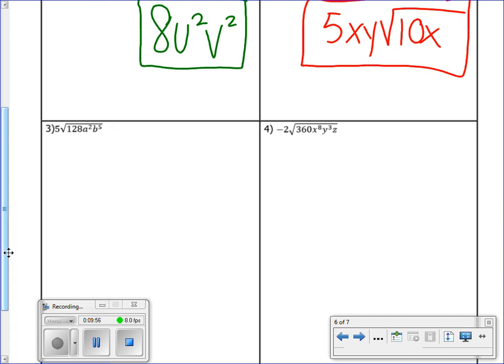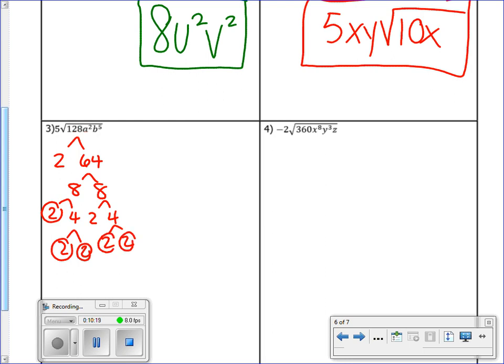Number 3, you are going to break down 128. 128 breaks down to 2 and 64. 64 breaks down to 8 and 8. 2 and 4. 2 and 2. 2 and 4. 2 and 2.